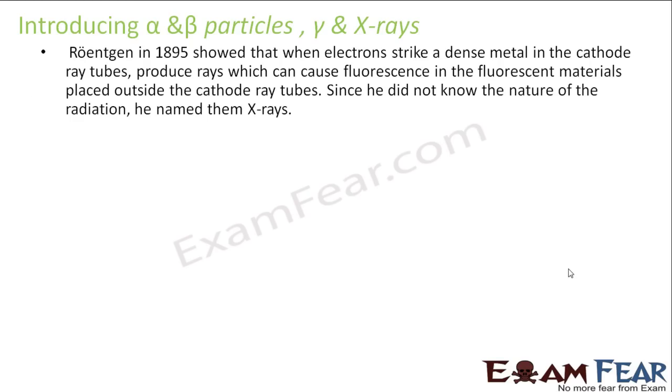Now it happened in 1895 when a scientist named Roentgen showed that when electrons strike a dense metal in the cathode ray tubes, it produces rays which can cause fluorescence in the fluorescent materials placed outside the cathode ray tubes. Since he did not know the nature of this radiation, he named them as X-rays. So this is how X-rays were discovered. It is a little similar to the cathode ray tube experiment, right? The same kind of apparatus, and he found that when electrons strike the dense metal, some radiations were produced. Now he did not know much about the nature of the radiation, so he named them as X-rays. So even today we call them as X-rays, right?